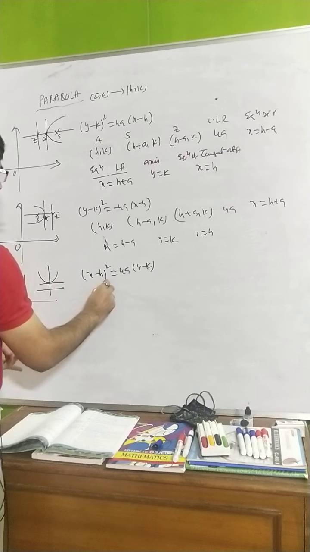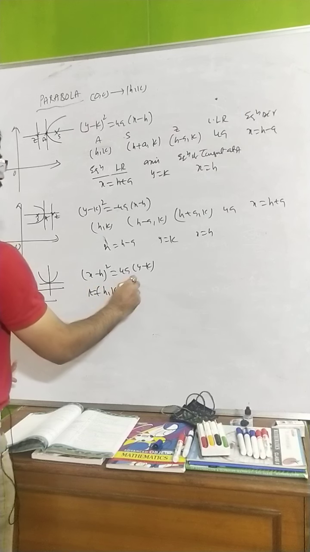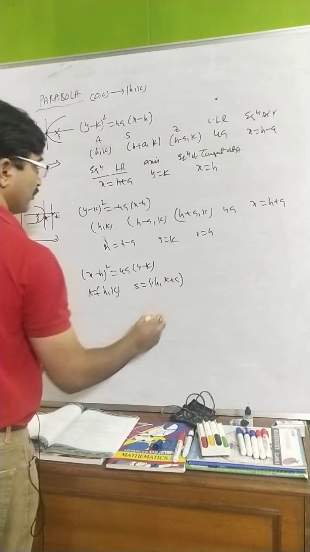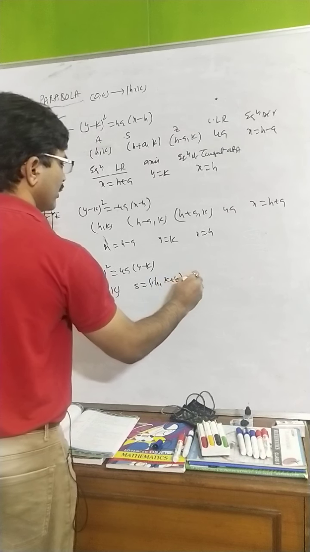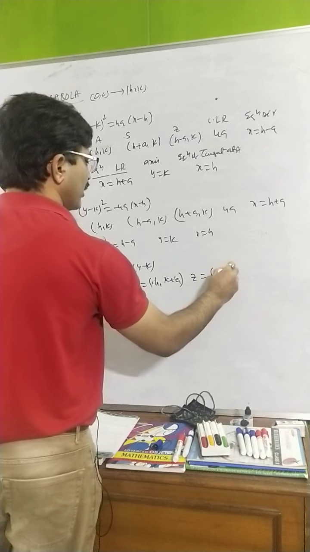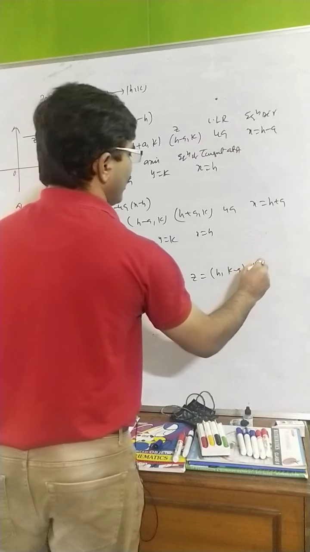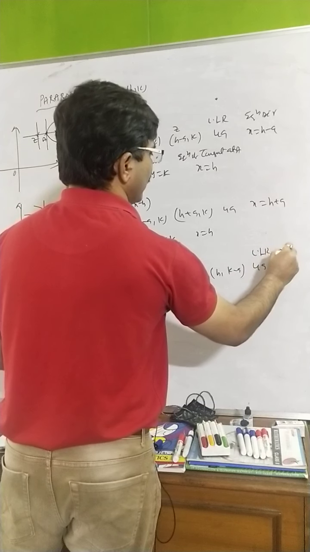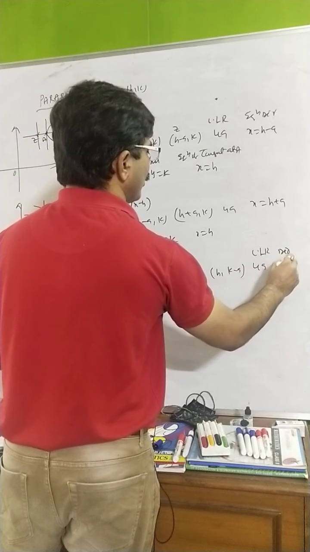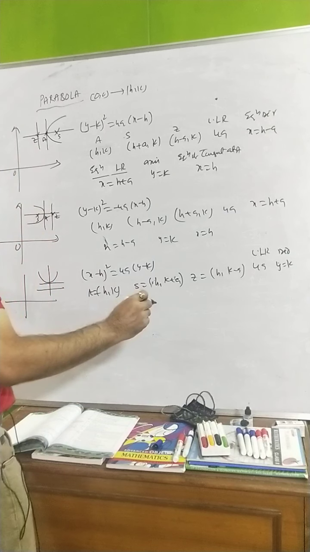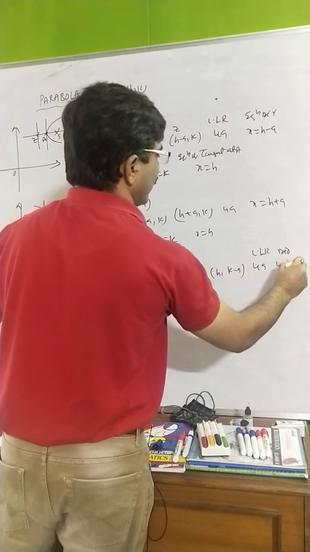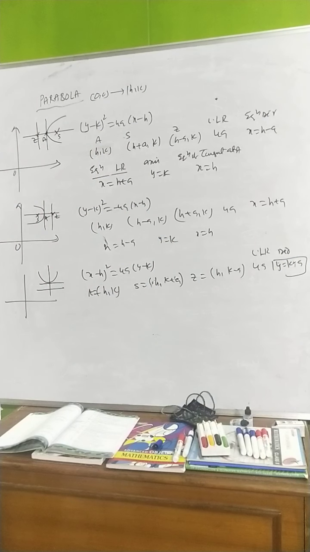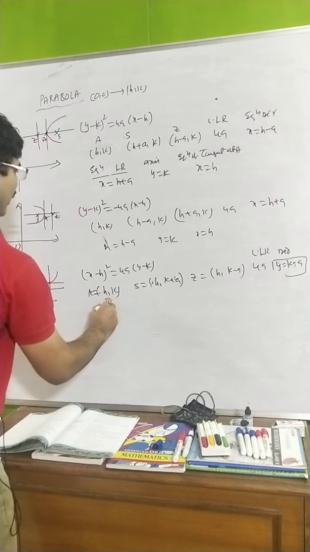In this case, a is this one. S is (h, k plus a), z is (h, k minus a). LLR is the same as it is. Equation of directrix: directrix is y is equal to k plus a... sorry, y is equal to k minus a, you can take.